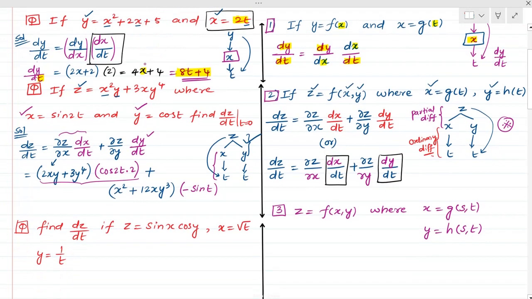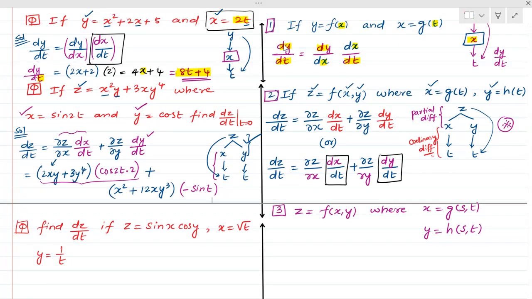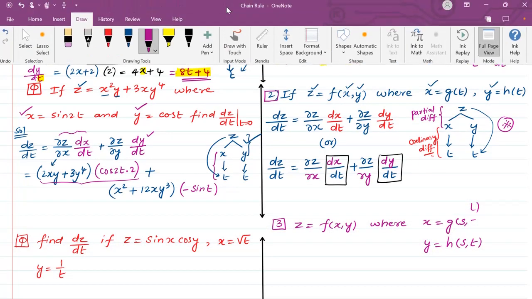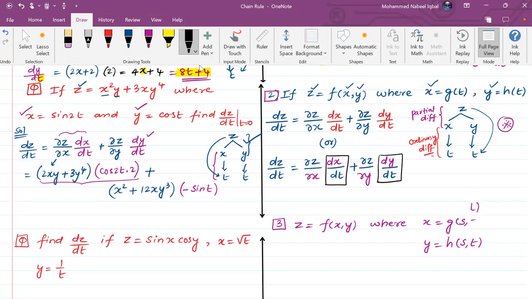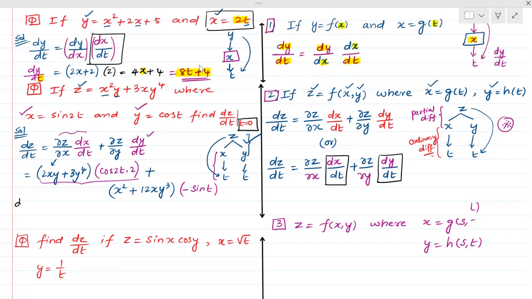Now the question is asking to find the value at a point. What is the point given? t equals 0. So I will calculate dz over dt at t equals 0. When I substitute t equals 0, sine t becomes 0, so the entire term becomes 0. Now coming to this one, what is the x value when t equals 0? Sine 0 is 0. And what is the y value? Cosine 0 is 1.